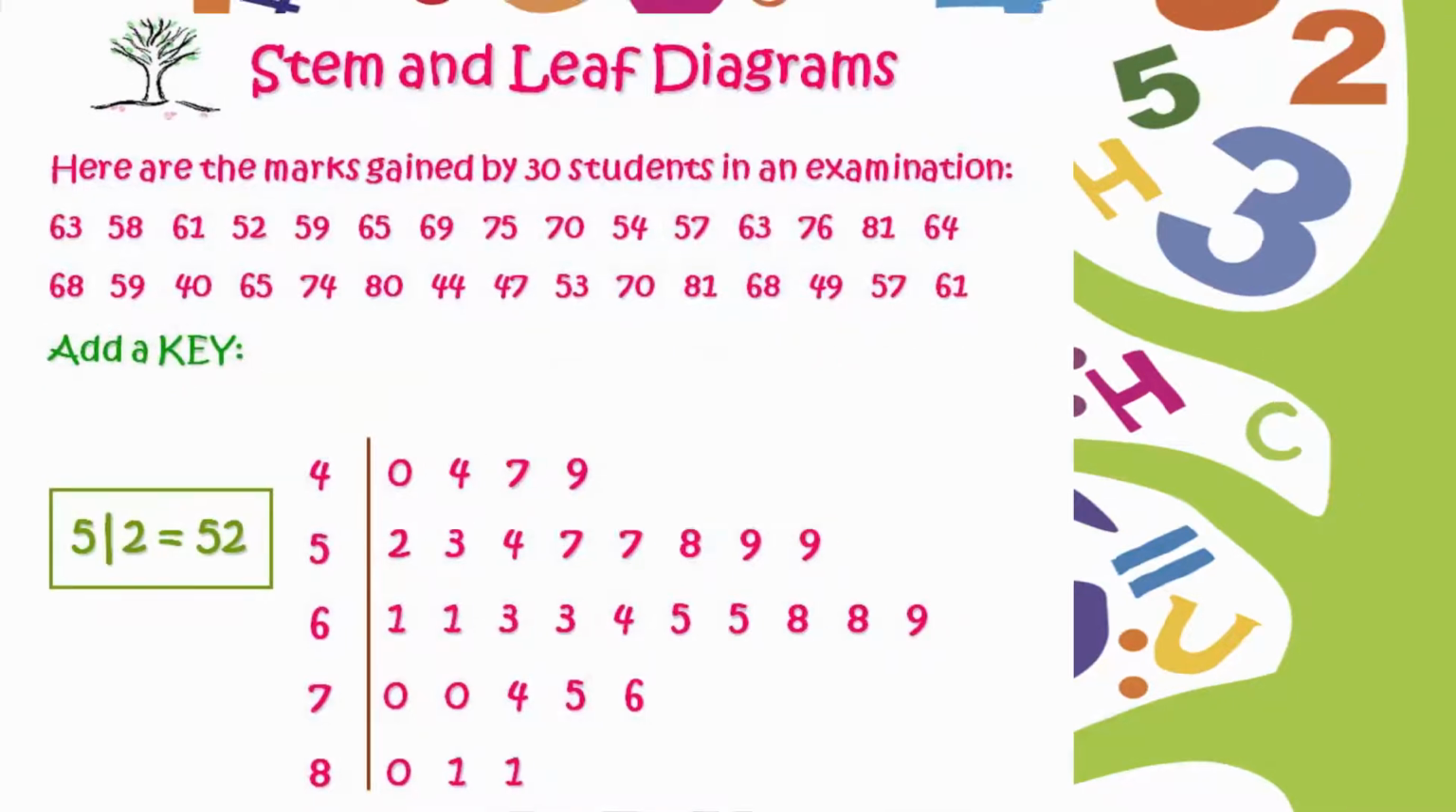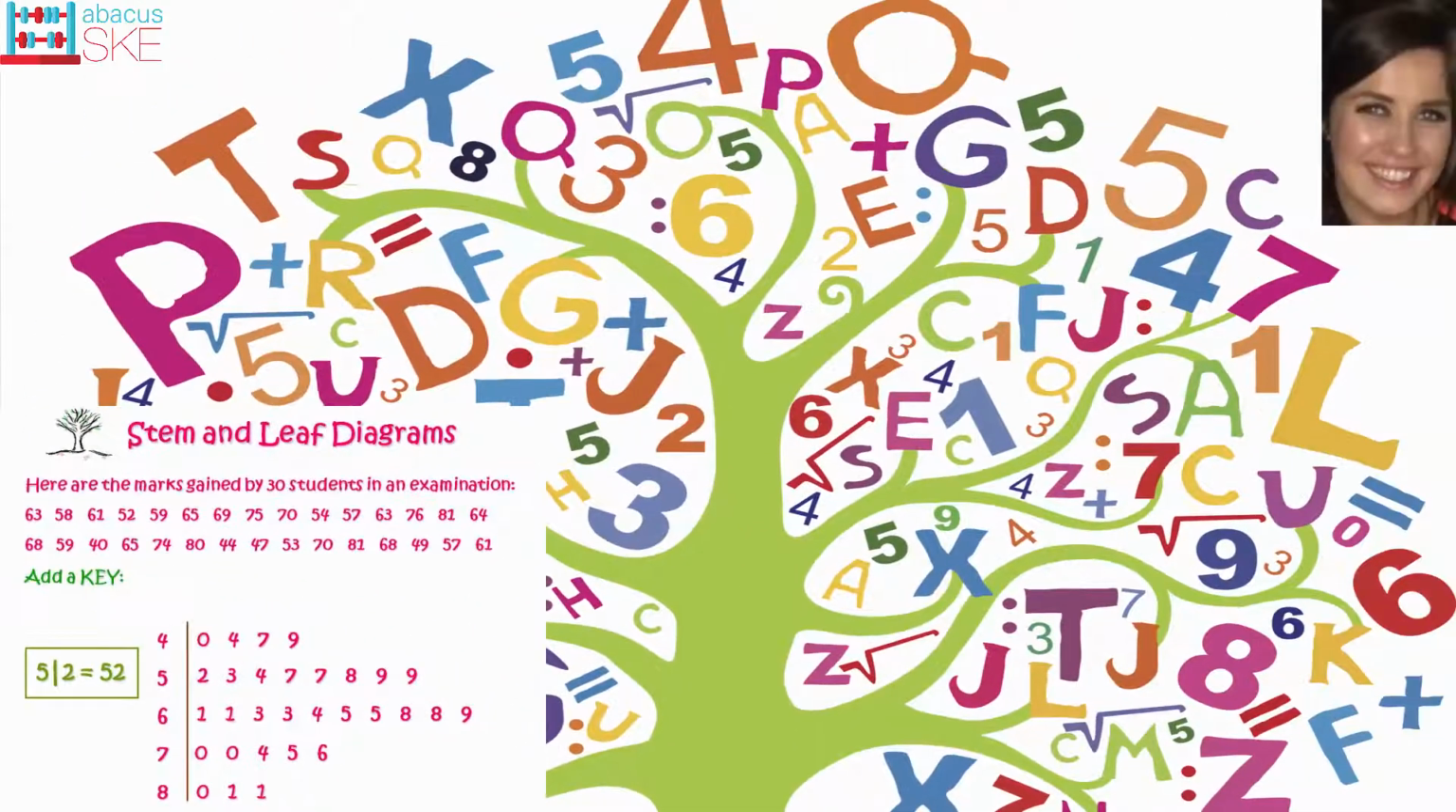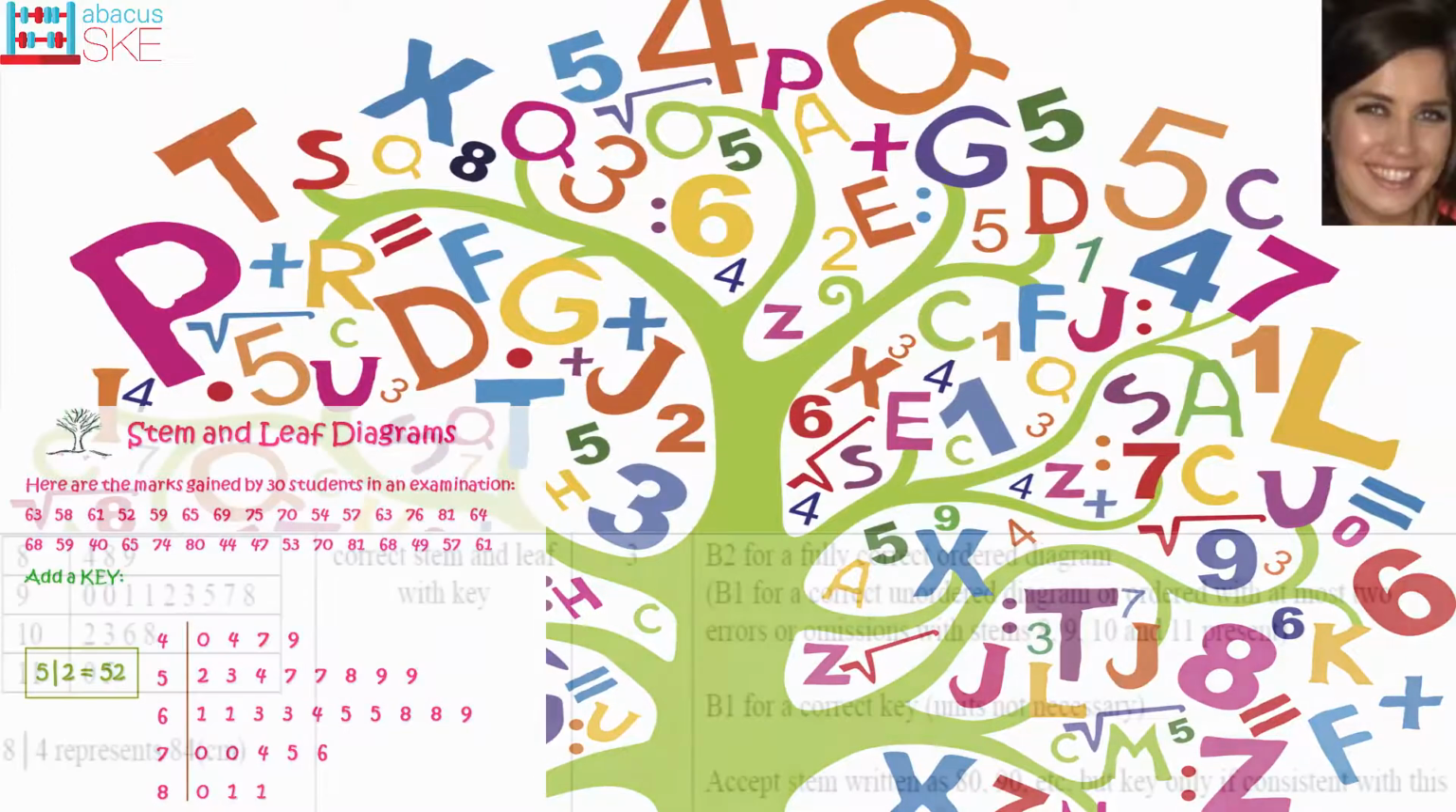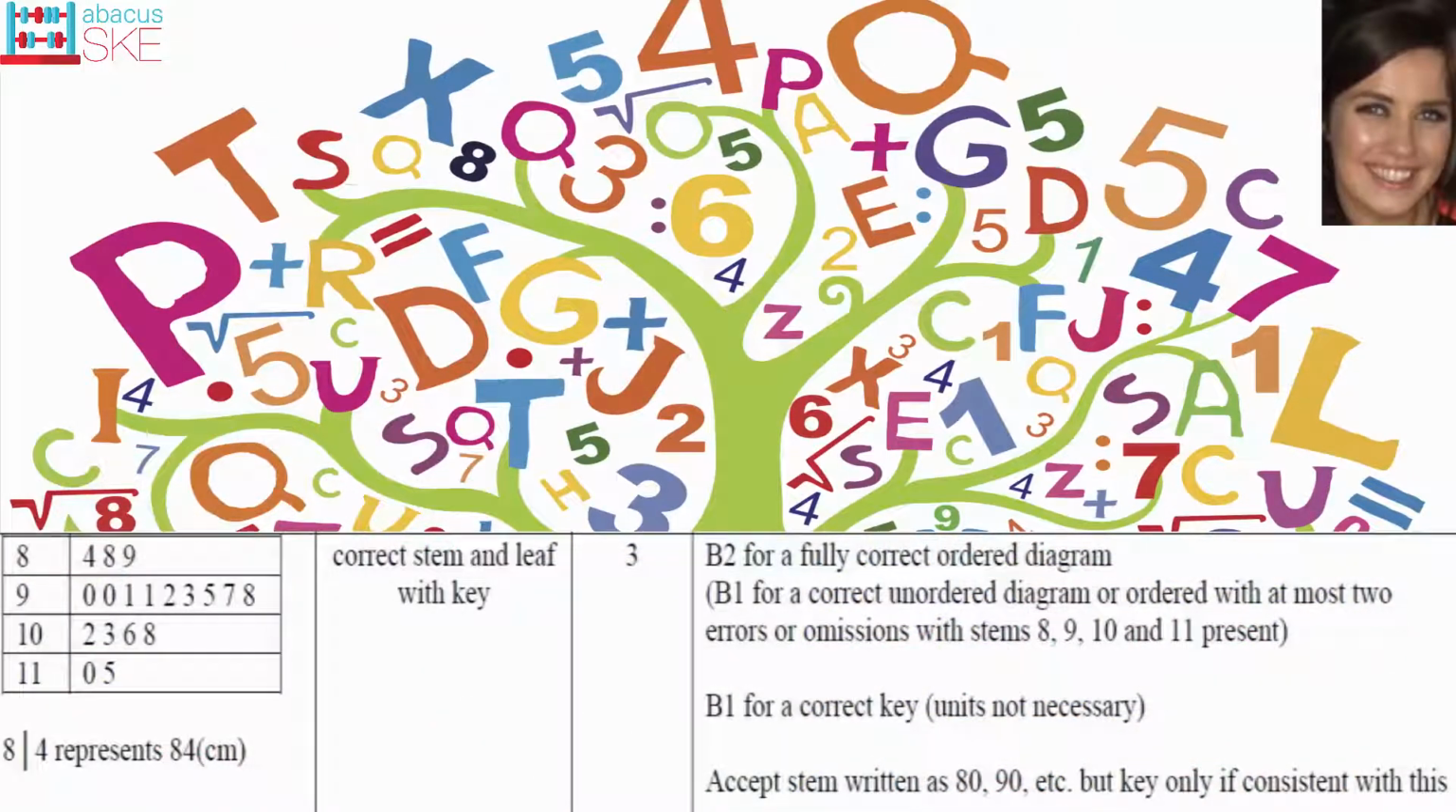Lastly, they need to add a key to indicate what the stem and leaf diagram represents. In terms of marks, just drawing the basic stem and leaf diagram is worth 3 marks: 1 for correct input of all the digits, 2 for ordering the digits with none missing, and 3 for the key. Here is an example of a marking scheme for a stem and leaf diagram question.